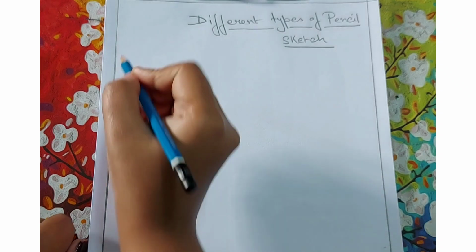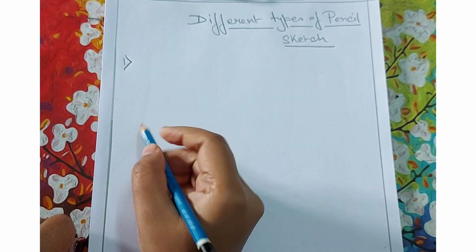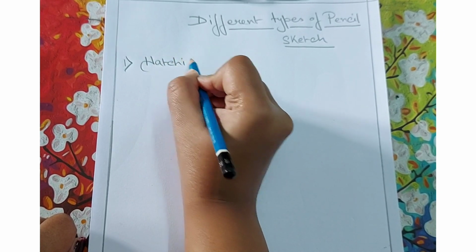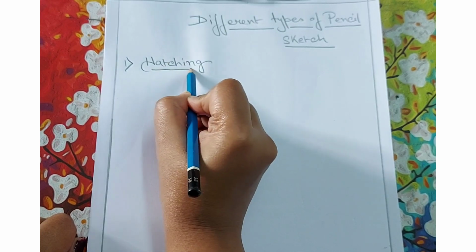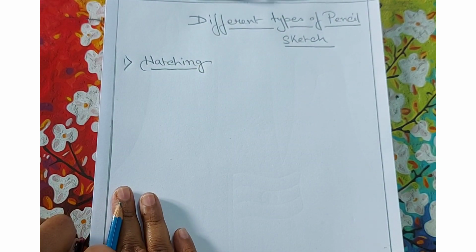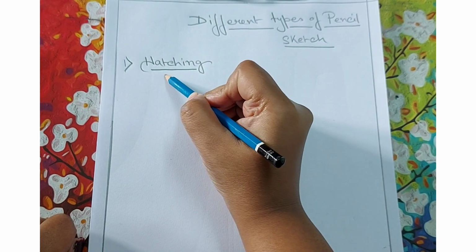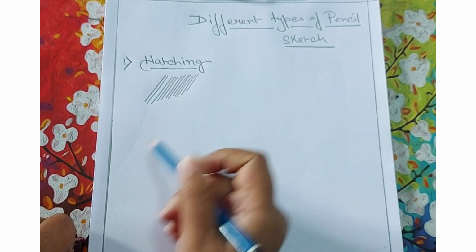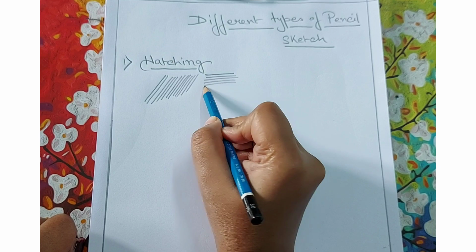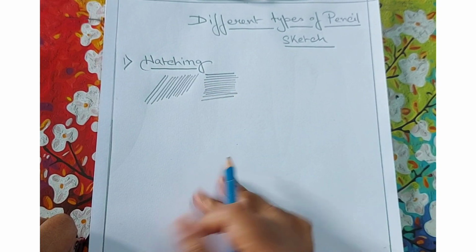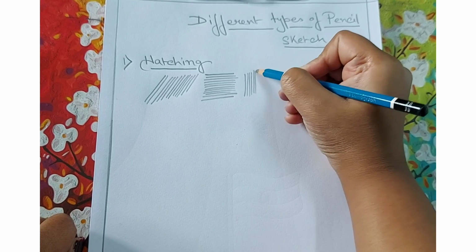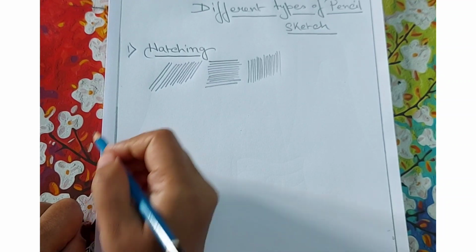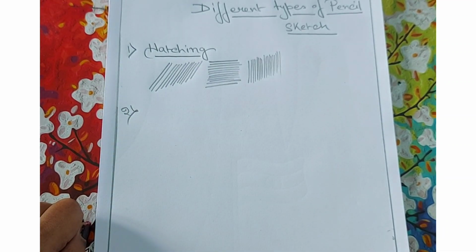So our first type is hatching. Hatching means we have to do straight lines. In hatching, what we have to do? We have to do straight lines. You can do it diagonally, you can do it slipping, you can do it standing lines, but you have to do straight lines only. See, like this.